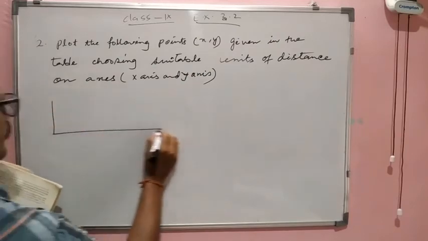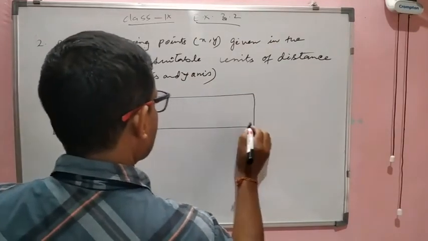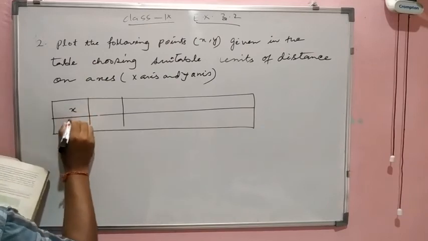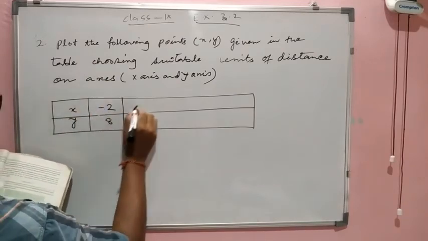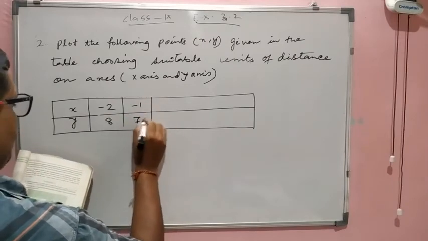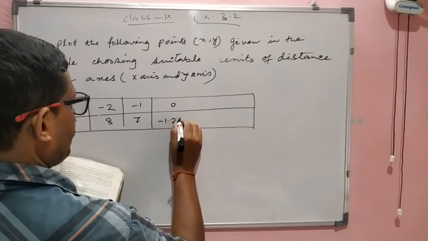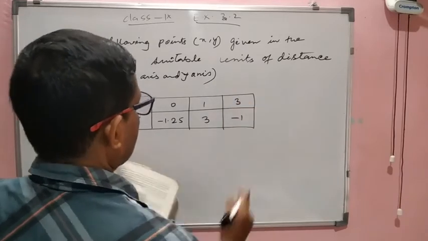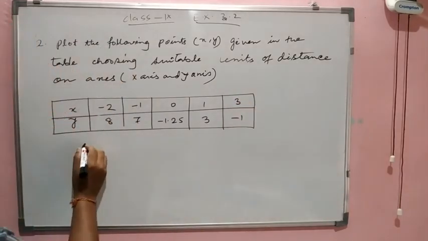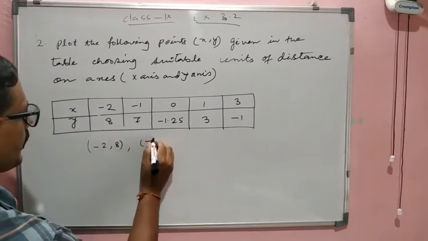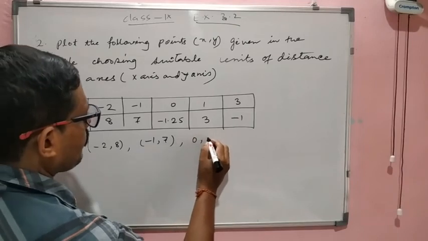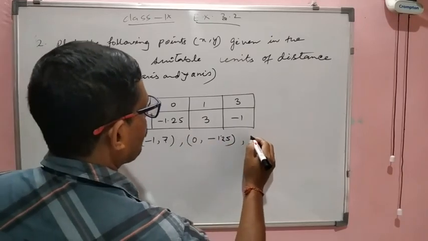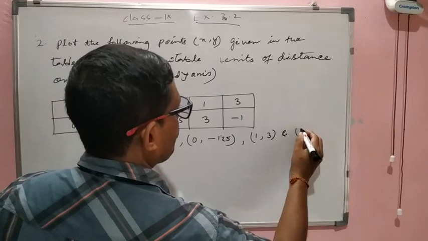So, the points (x, y) are: (-2, 8), (-1, 7), (0, -1.25), (1, 3) and (3, -1). The points will be in this form.